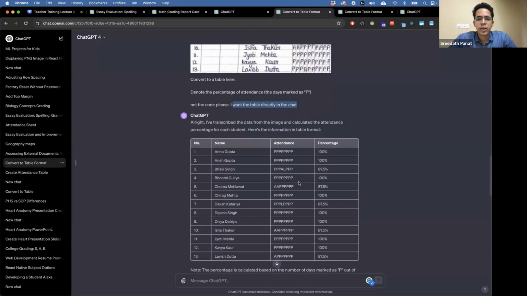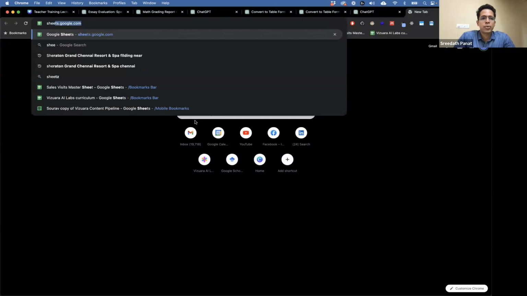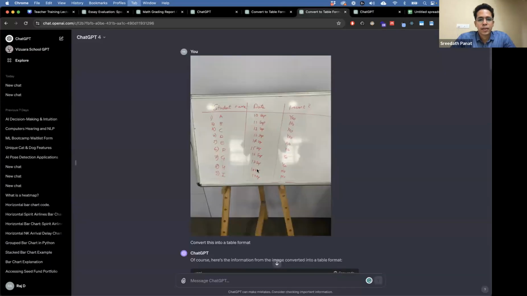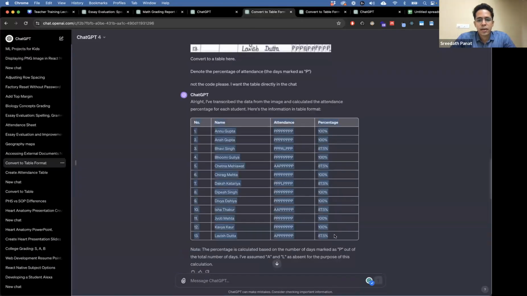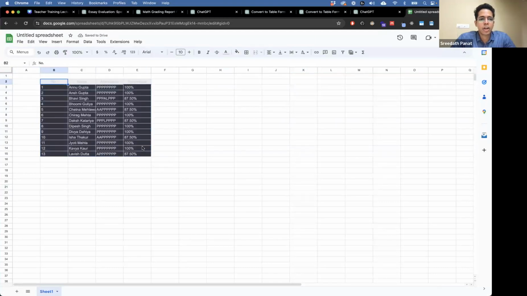Then GPT was able to create a table like this, as you can see, first column, second column, attendance percentage, etc. And the beautiful thing about this kind of table is you can go to Google Sheets, copy this entire table, and basically paste it in the Google Sheet. So it will automatically get converted into a digital format.